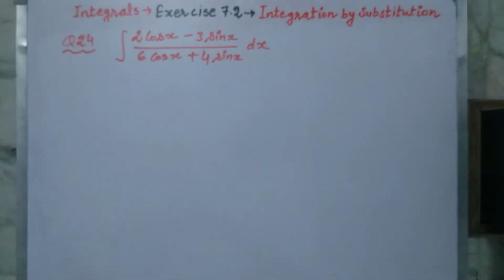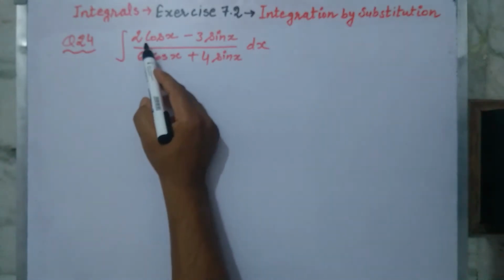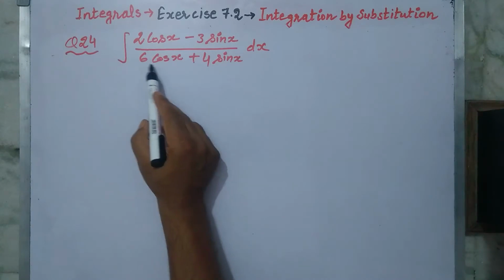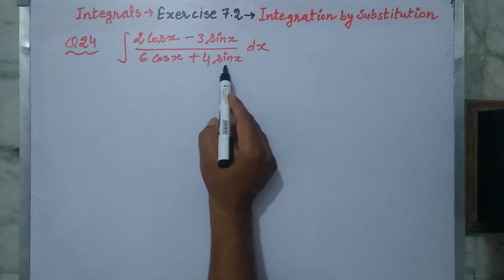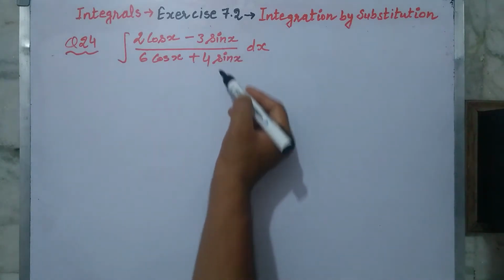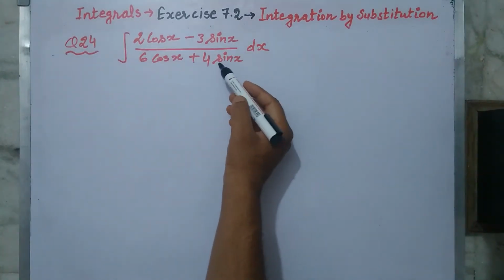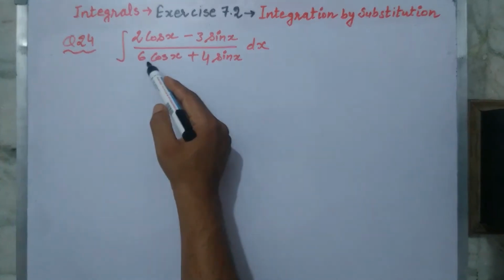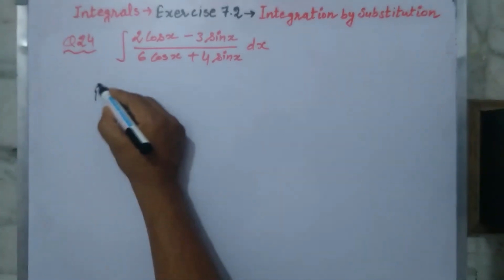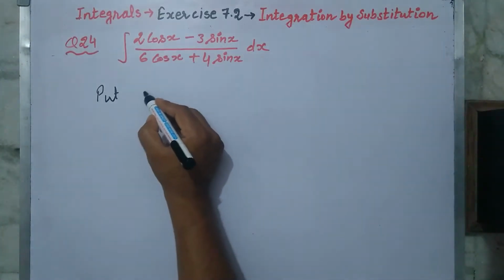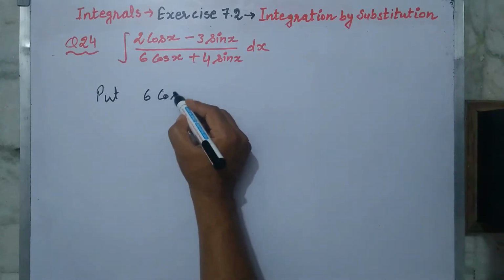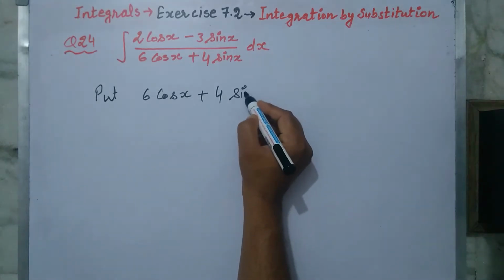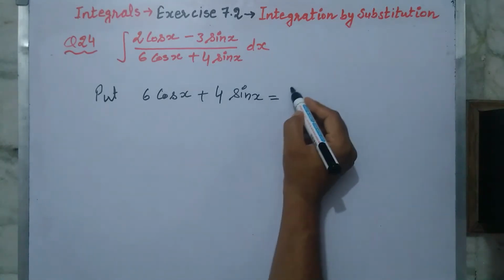First of all, question number 24: integration of (2 cos x minus 3 sin x) divided by (6 cos x plus 4 sin x). So this is the quotient function, numerator upon denominator. In these questions what we do is take the denominator, 6 into cos of x plus 4 into sin of x, and suppose this is equal to t.